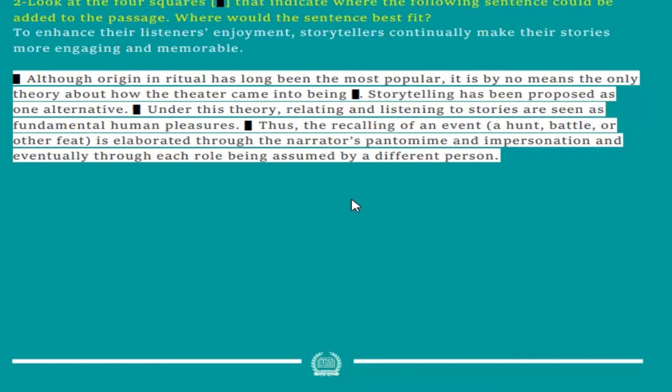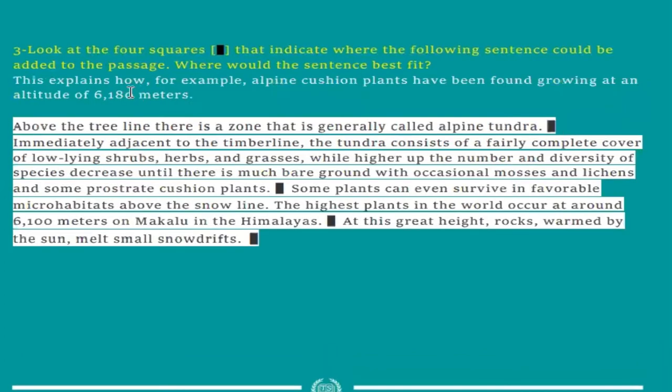To enhance their listeners' enjoyment, storytellers continually make their stories more engaging and memorable. Memorable, something that you can remember easily. So, fourth is the right answer. Okay, now go to this question, stop the video and try to solve it.